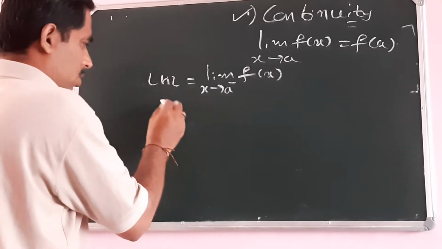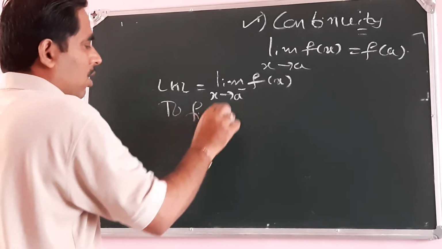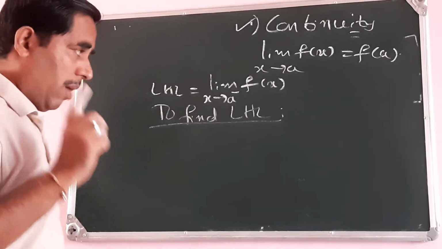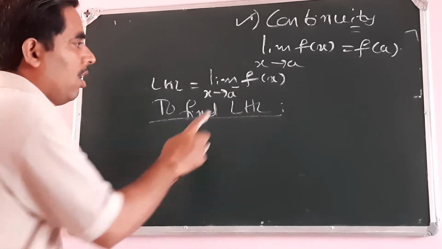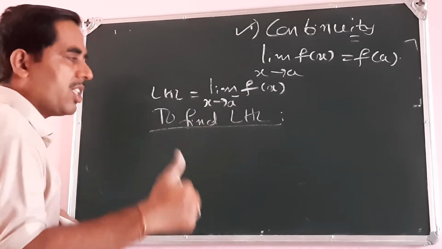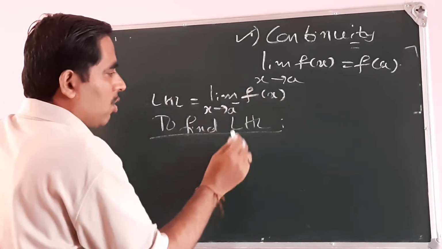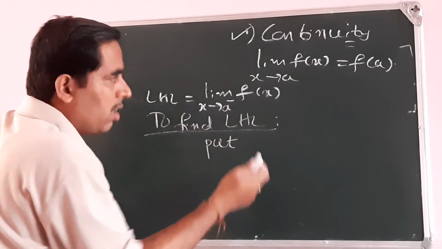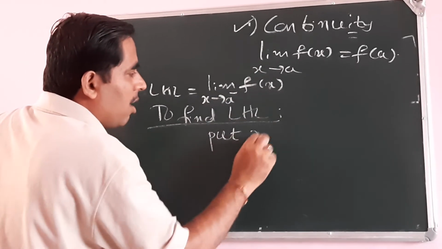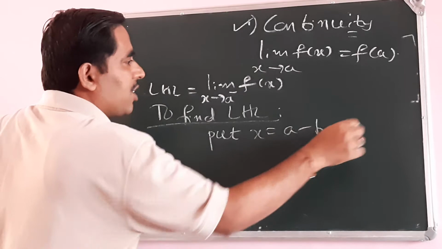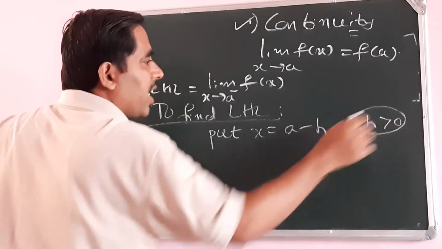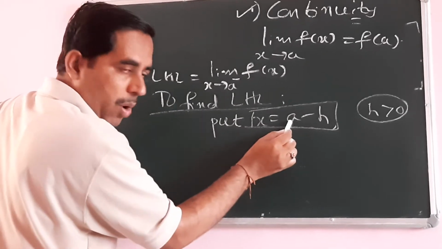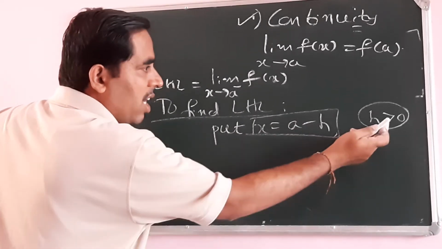See, observe carefully. To find the left hand limit, what is the procedure here? A function f of x will be given. In that, what we will do here is put x is equal to a minus h, where h is a small positive quantity. So we will substitute x is equal to a minus h. What is a? A is a given point. H is some positive quantity greater than 0.